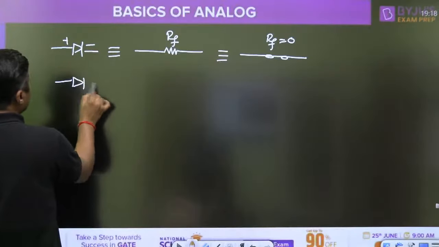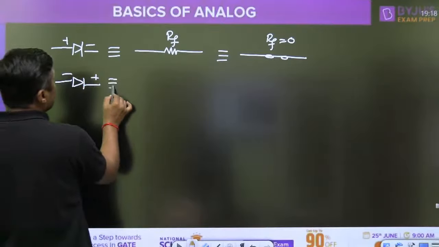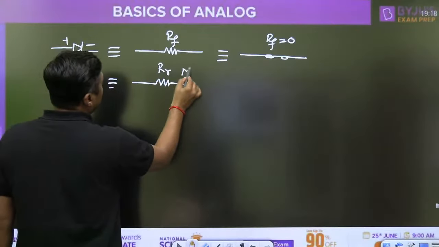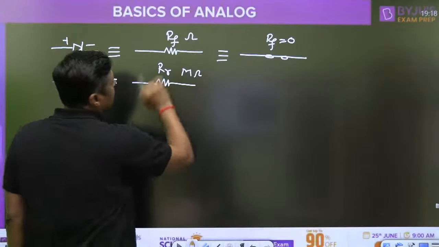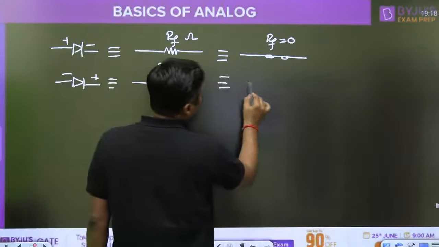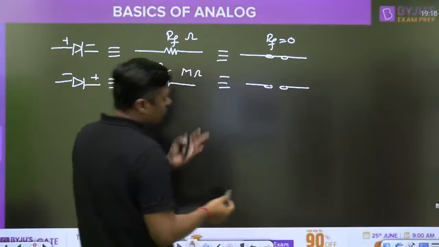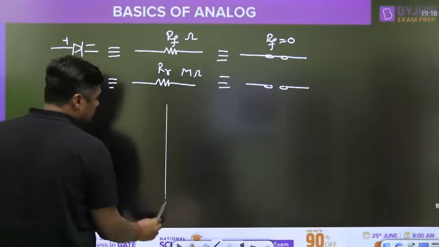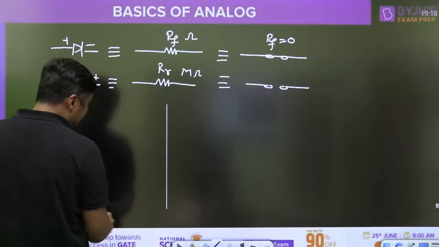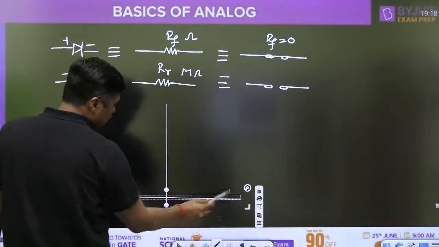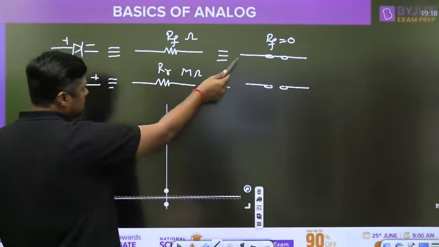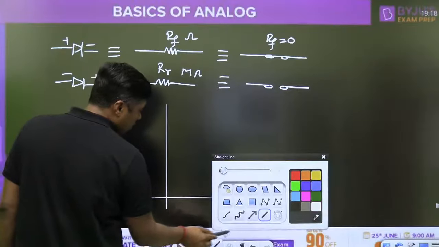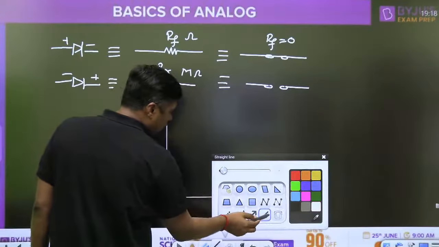Similarly, when it is reverse bias, again it has a constant resistance RR. Normally it is in the range of what? Mega ohm. This is in ohm. But under ideal condition we are saying that it is an open circuit. Because it has a constant resistance for forward bias and a constant resistance for reverse bias, we can say it is linear in two regions. Forward bias, it is a linear device. Reverse bias, it is a linear device. It is called the piecewise linear model, guys.